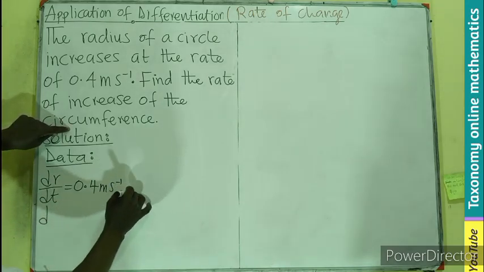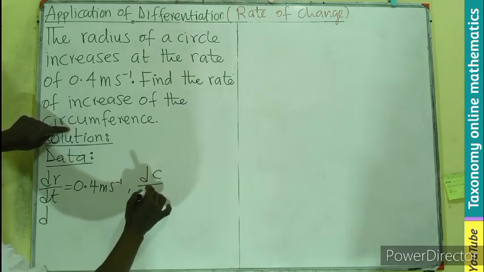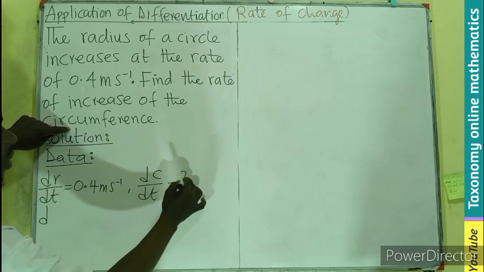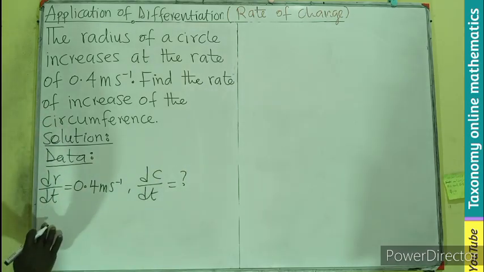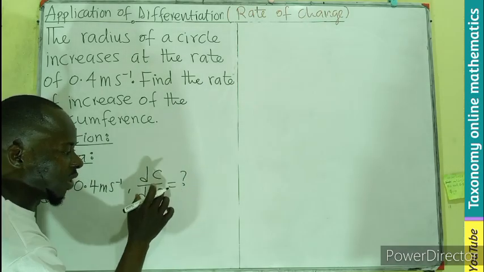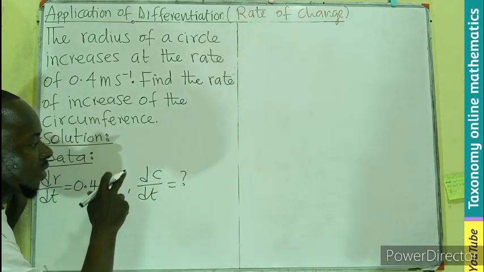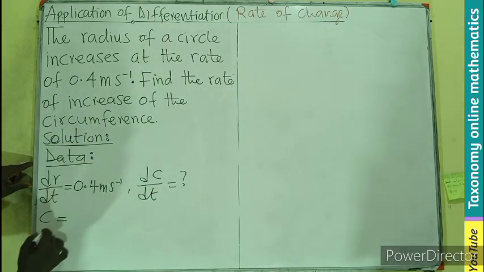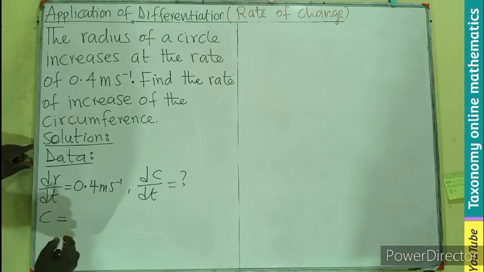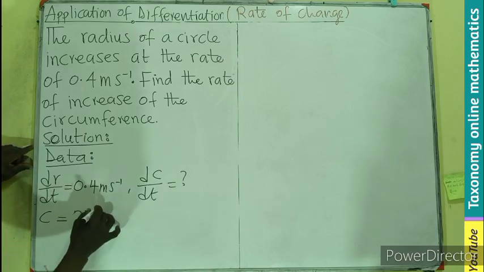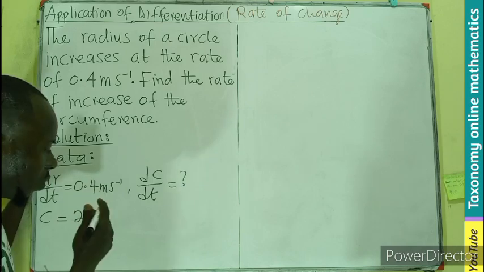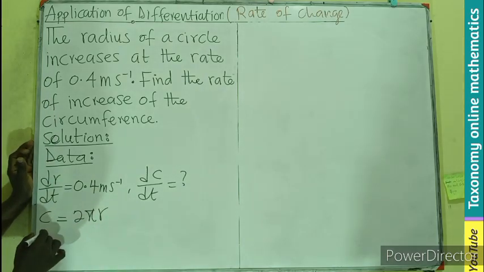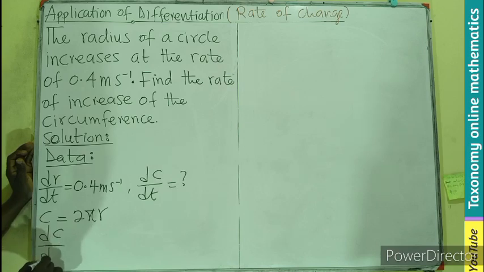We are finding the rate of change of the circumference. So let's say dc/dt is what we are interested in: the rate of change of circumference with respect to time. That is what we are looking for. But let's begin with the circumference of a circle. What is it given by? By a formula. That will be 2 pi what? r.